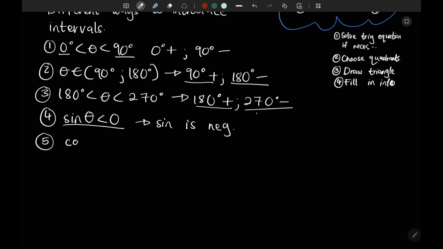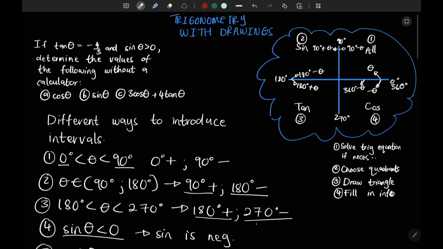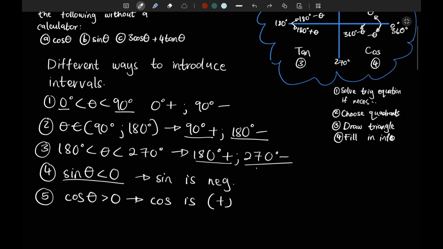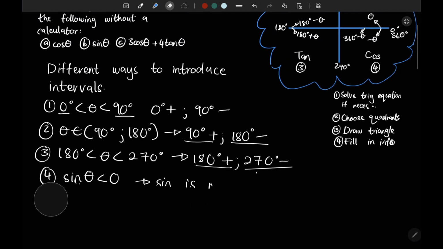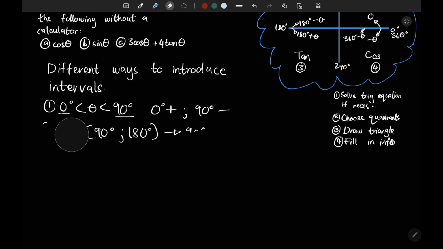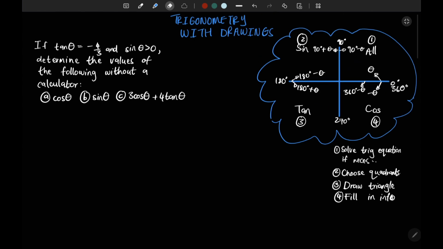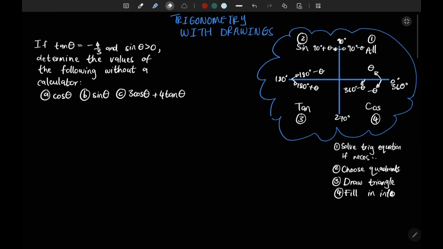Let's try the last one. They might say cos theta is greater than 0. What this means is that greater than 0 is positive, which means cos is positive. You look for quadrants where cos is positive. Cos is positive here, and it's also positive there in the first and the fourth quadrant. So I really hope that you guys understand this. If you don't, please make sure that you practice this and that you check out a few examples, try different question papers, and you'll see that the constructing triangles question is actually very approachable.